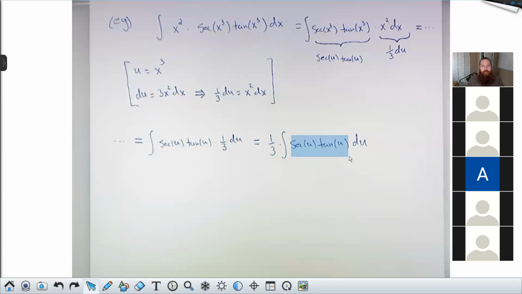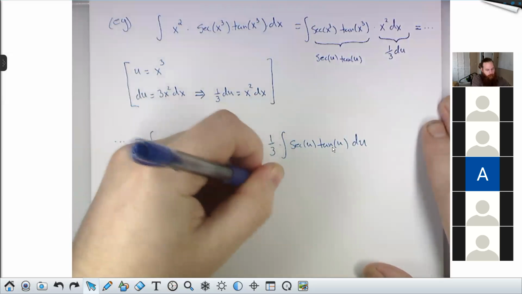So who differentiates to secant tangent? Think about your trig functions. Derivative of sine is cosine. Derivative of cosine is negative sine. Derivative of tangent is secant squared. Derivative of secant is secant tangent, right?